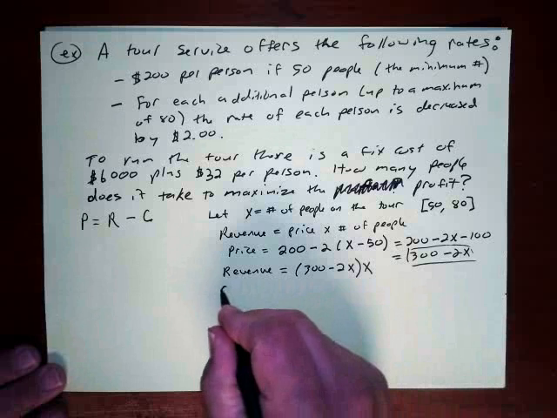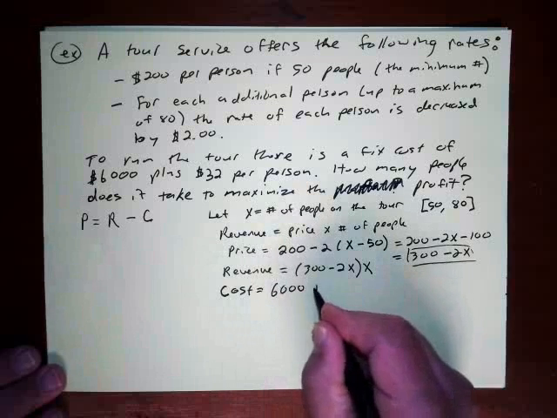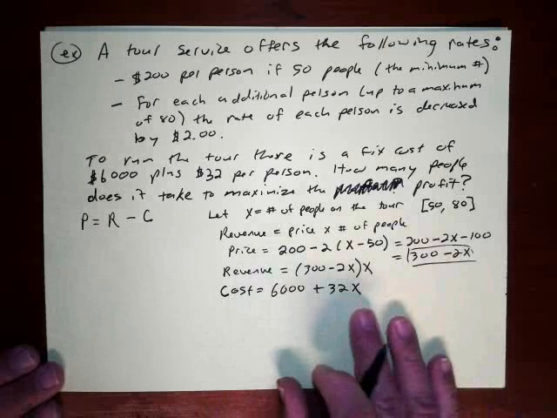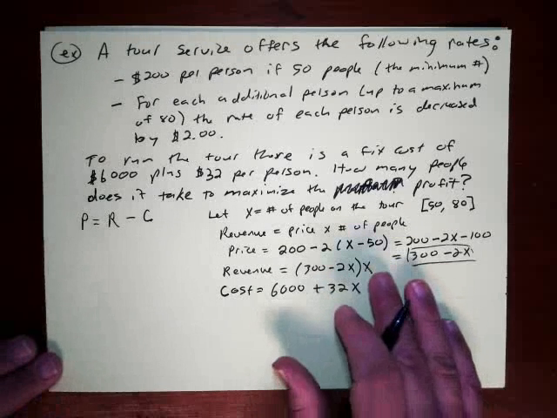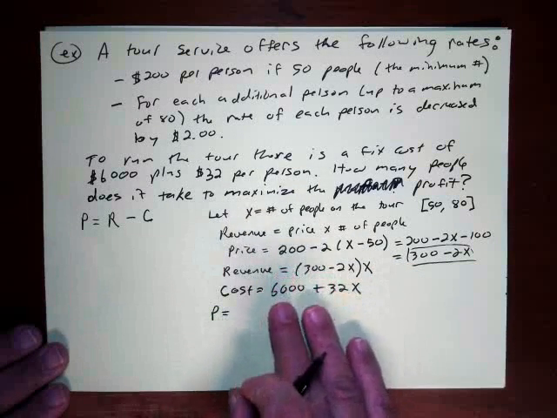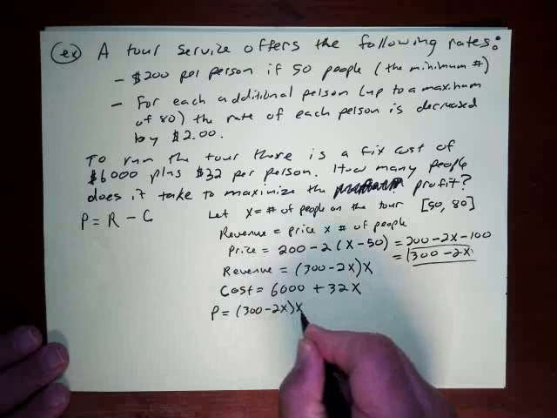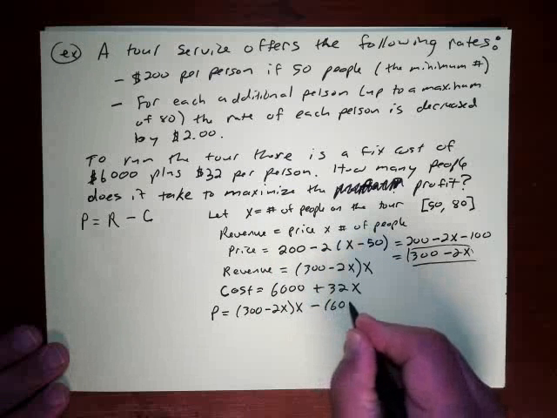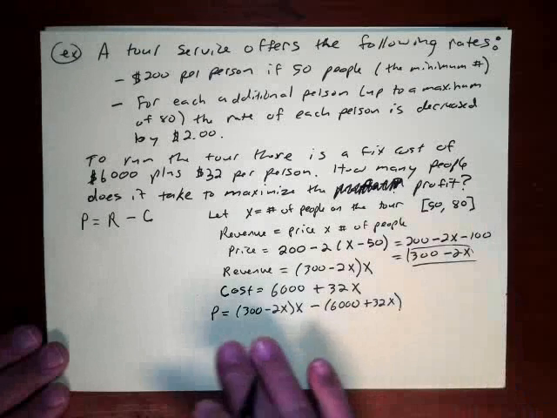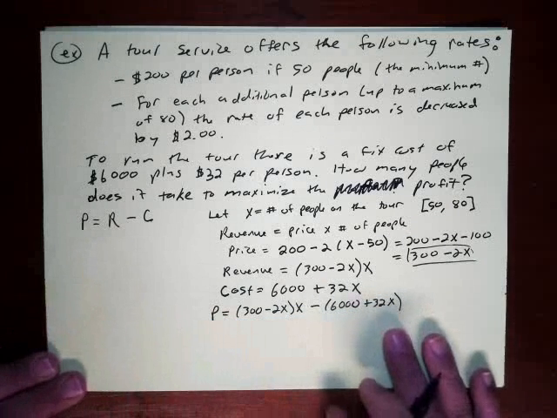So an expression for my cost is just that $6,000 fixed cost plus $32 per person. So it's just going to be a linear function there. And so my profit is going to be the revenue minus the cost. So it's going to be 300 minus 2x times x, minus 6,000 plus 32x. So this is an expression for the profit, and this is what I'm going to be maximizing.